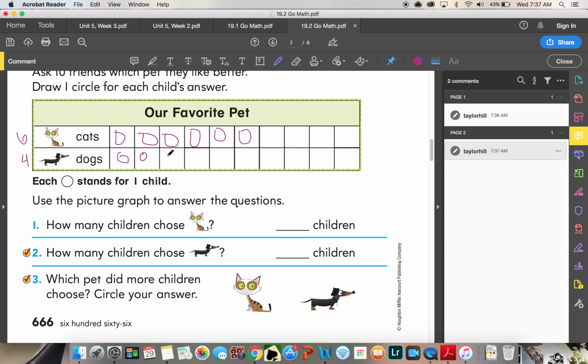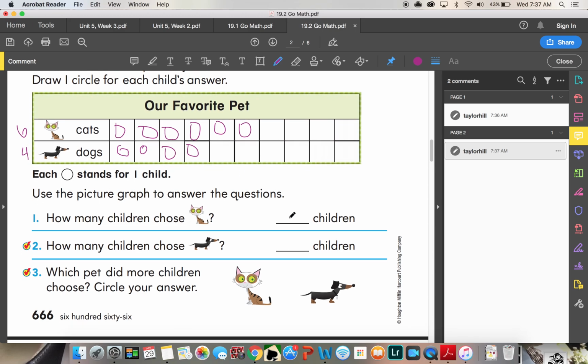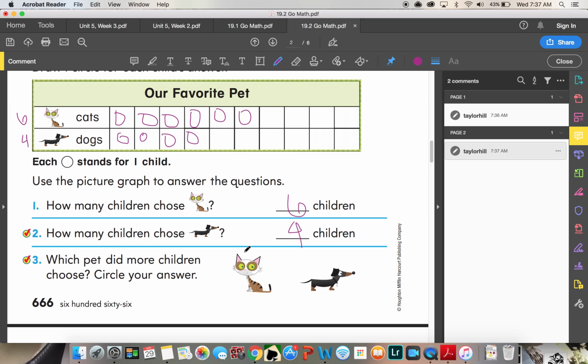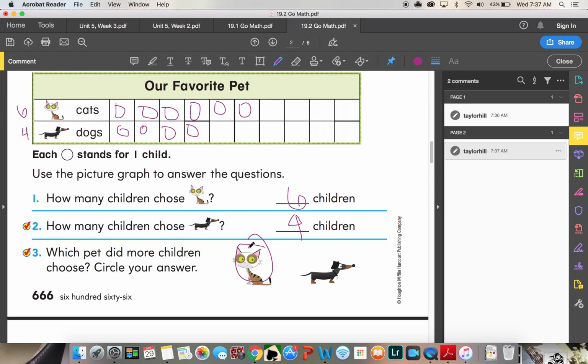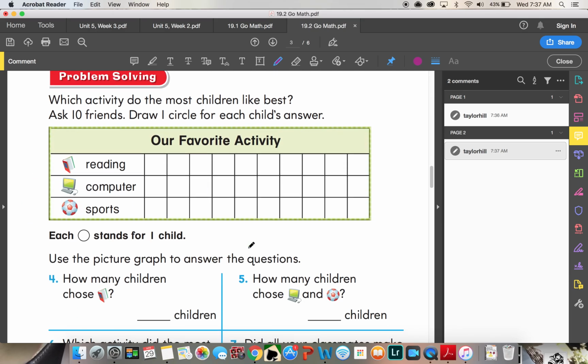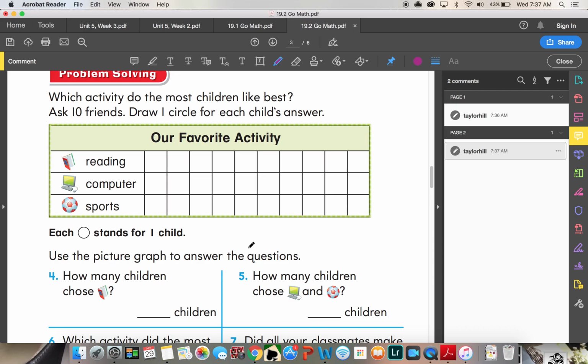1, 2, 3, 4. How many children chose cats? 6. How many children chose dogs? 4. Which pet did more children choose? Kitty cats.